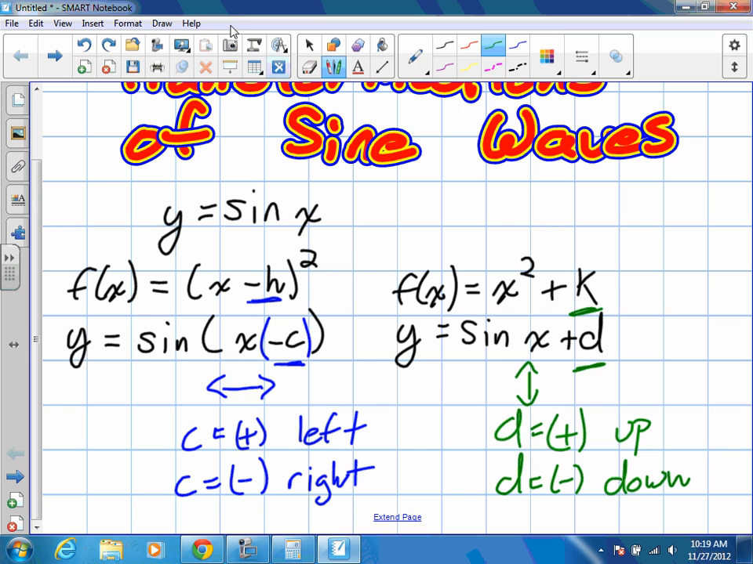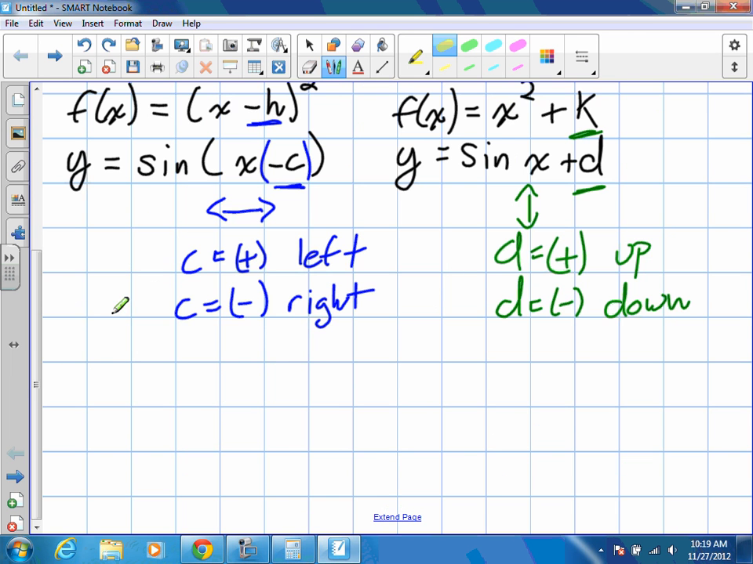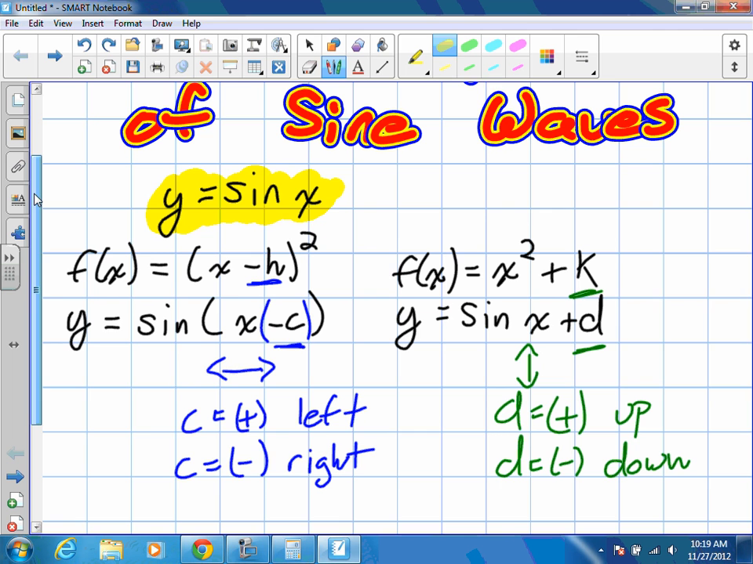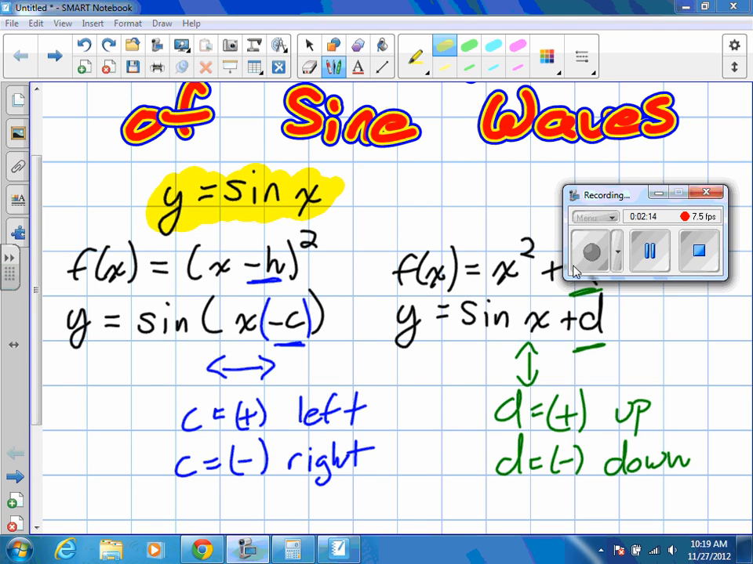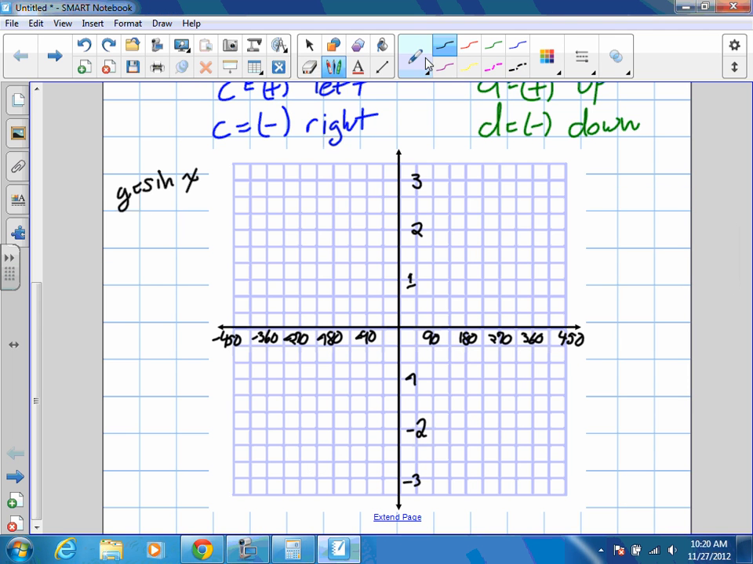It's very important, though, in order to draw these, just like with parabolas, you had to know how to draw y equals x squared. You must know how to draw y equals sine x. You need to have the ability to create the original wave. So we're going to put one up here. All right, so we put up a graph. Very important that you notice I put up a trigonometric graph. In other words, this is in degrees.